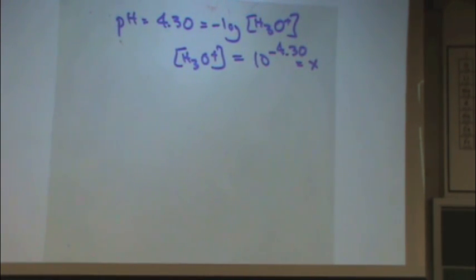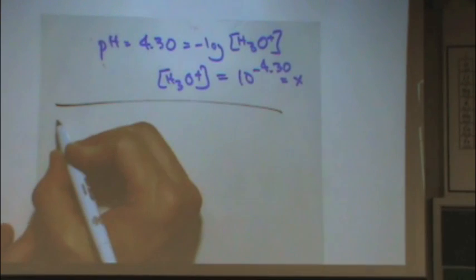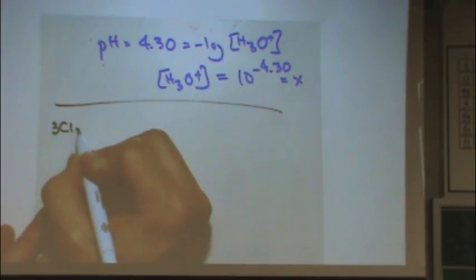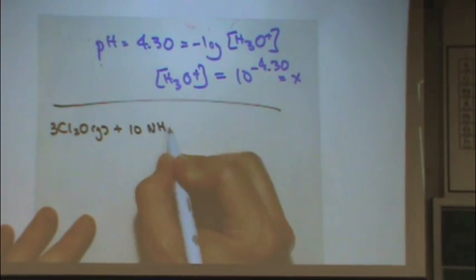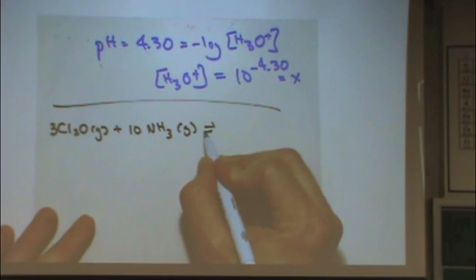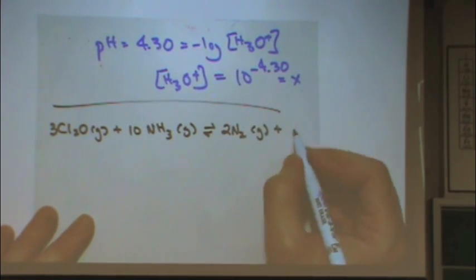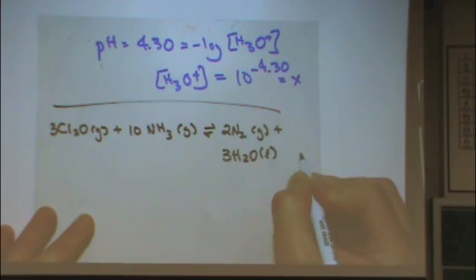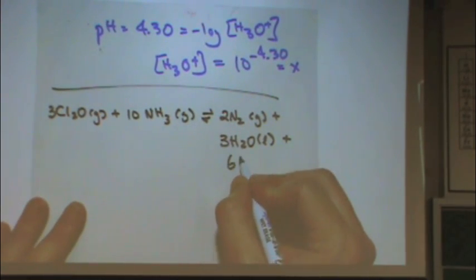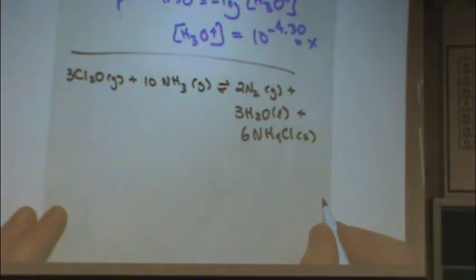I came with an example here. 3Cl2O, that's a gas, plus 10 NH3, that's a gas, goes to 2N2, that's a gas, plus 3H2O, that's a liquid, plus 6NH4Cl, ammonium chloride, that's a solid. Okay, so there's my reaction.